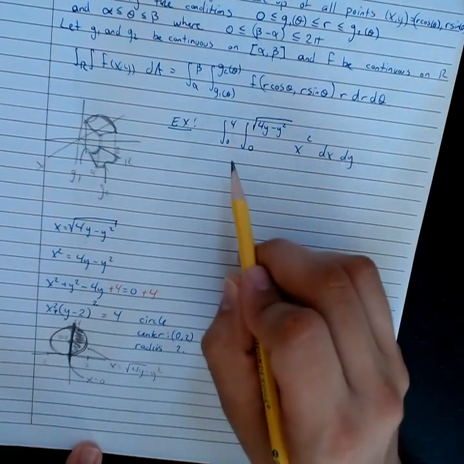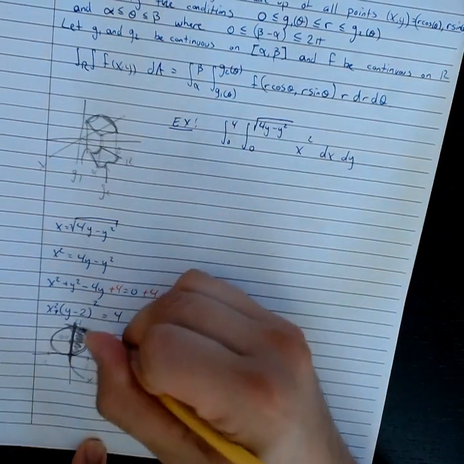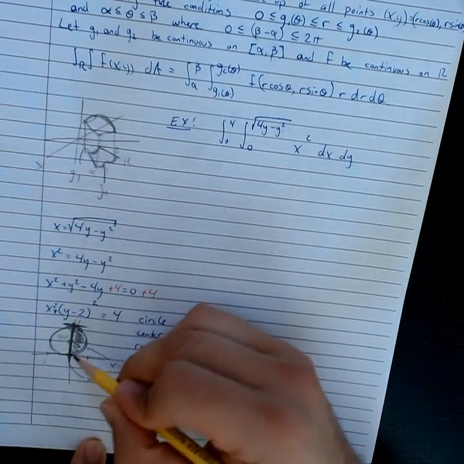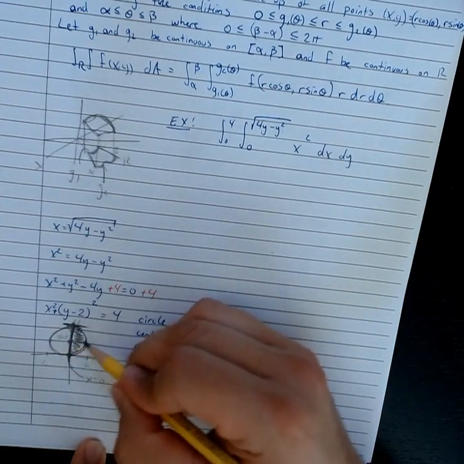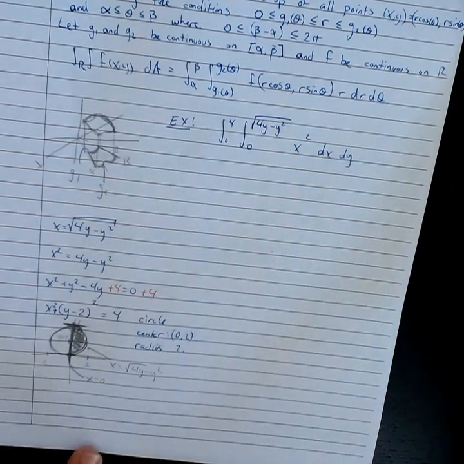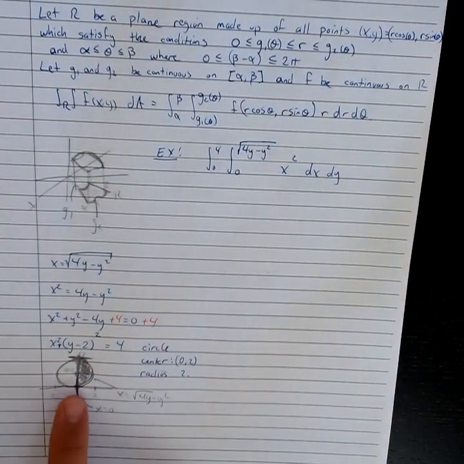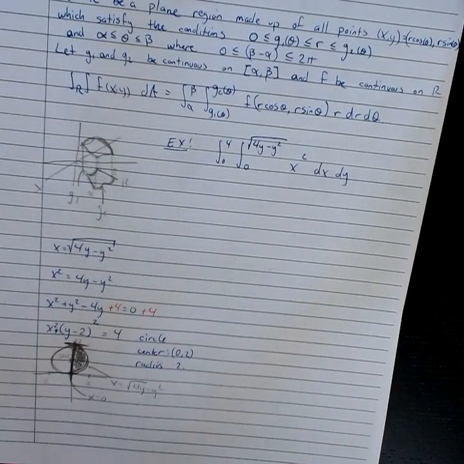Now my y values, I want this to go from 0 to 4. Down here is y equals 0, and up here is y equals 4. So that means we don't want to cut this off. We don't want part of this. We want the whole thing. So there's my region R. What I need to do now is express that region R, instead of in rectangular, in polar coordinates.